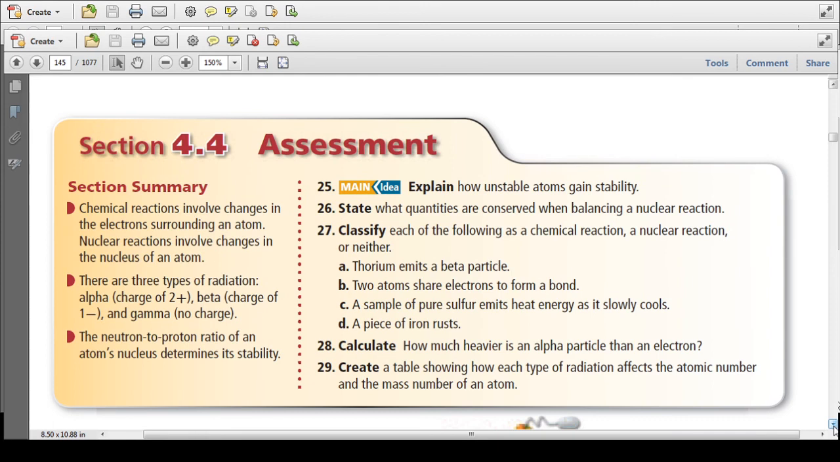A section summary of 4.4. Chemical reactions involve changes in the electrons surrounding an atom, whereas nuclear reactions involve changes in the nucleus of an atom. There are 3 types of radiation: alpha, which has a +2 charge, beta, which has a charge of -1, and gamma, which has no charge whatsoever. And the neutron to proton ratio of an atom's nucleus determines its stability.